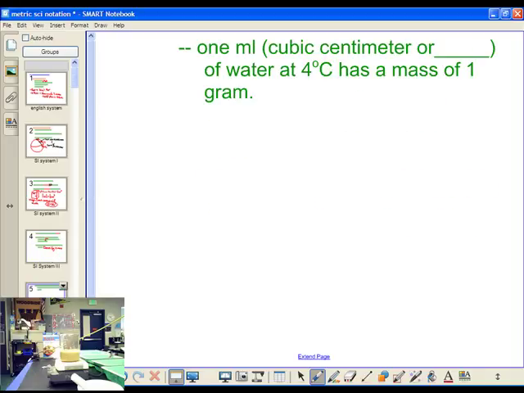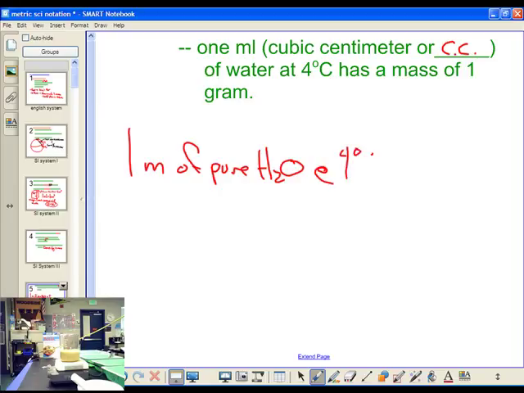So they said 1 milliliter, a cubic centimeter, or a cc. You get medicine that says take so many cc's of this medicine. CC stands for cubic centimeters. So your medicine is actually measured out in the metric system. If I take 1 cubic centimeter of this water at 4 degrees C, it has a mass of 1 gram. So 1 milliliter of pure H2O at 4 degrees Celsius has a mass equal to 1 gram.